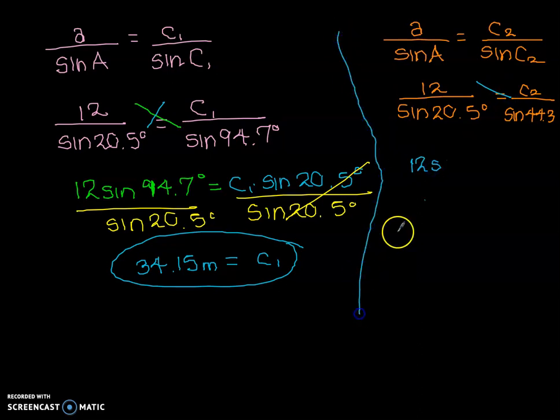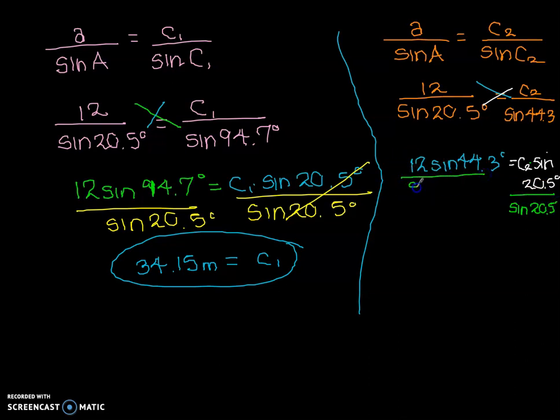And we solve the same way, cross multiply. 12 times the sine of 44.3 degrees equals C sub 2 times sine of 20.5. Sorry, I'm out of room. So from here, to get side C sub 2 by itself, it's being multiplied to the sine of 20.5. I'm going to divide both sides by the sine of 20.5.